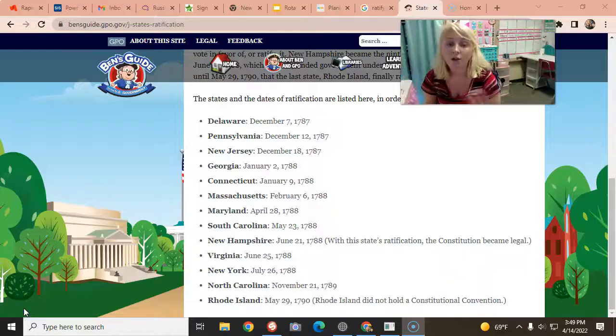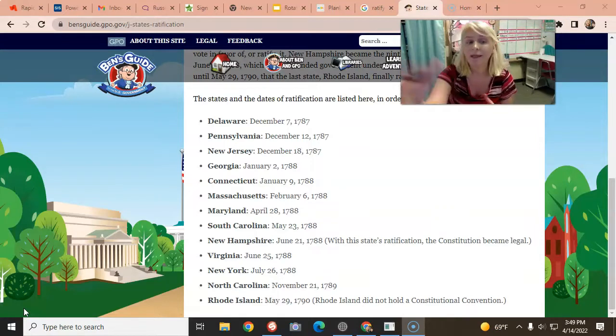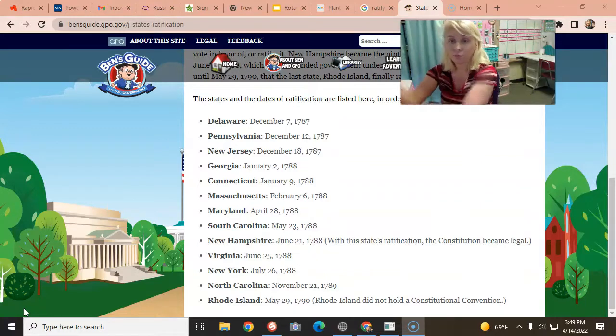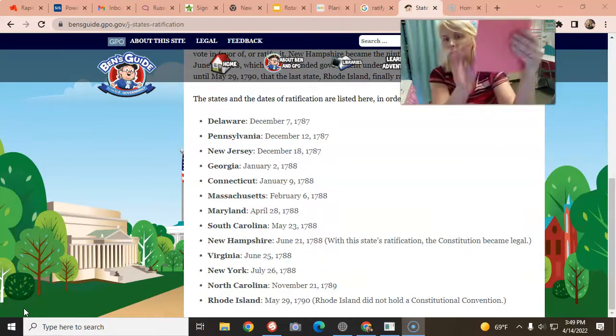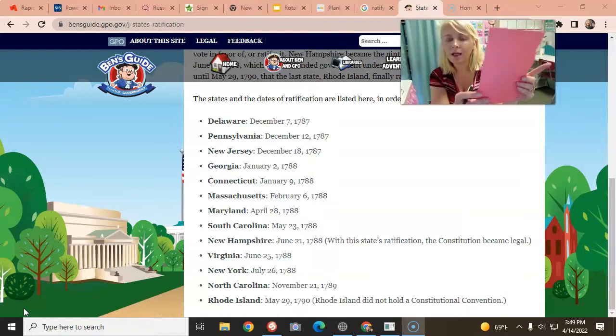All right, so all 13 eventually did agree to the Constitution, but they agreed at different times. So we're going to flip our little sheet over. Well, you can't see that. Now you can. I'm going to flip it over, and I'm going to put these dates that are on my screen down.